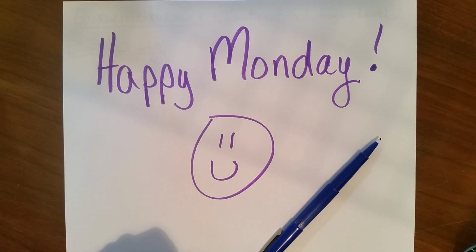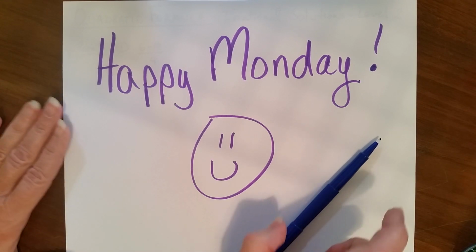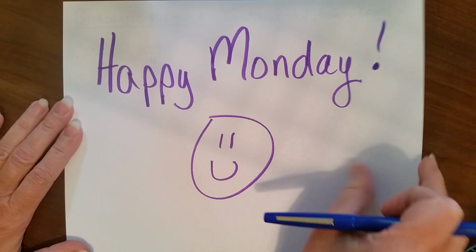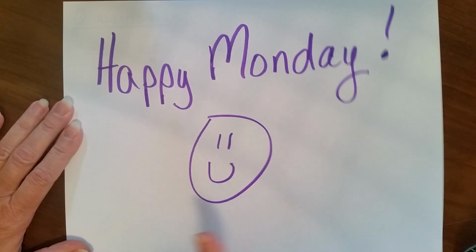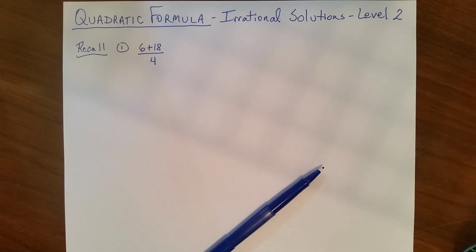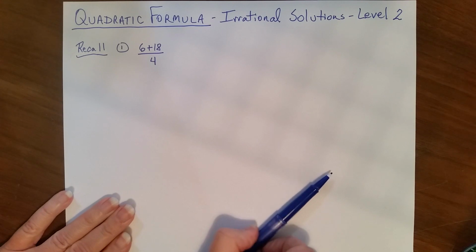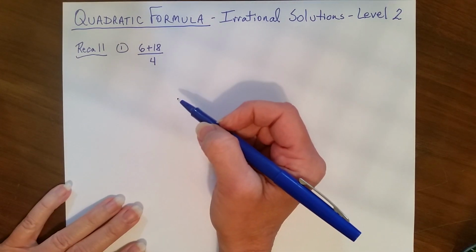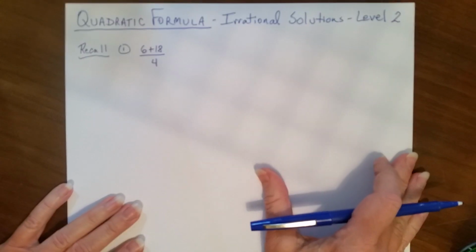Well, I tell you what, get your math notebook out. We're going to keep working with the quadratic formula. And what we're going to do today is similar to what we did on Friday. We're going to do quadratic formula with irrational solutions level 2. So let's just get started. Pause if you need to, jot this down.